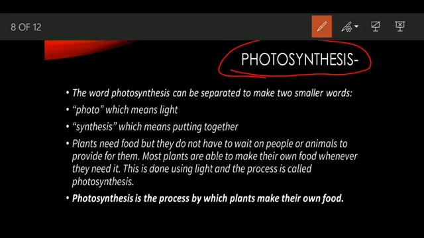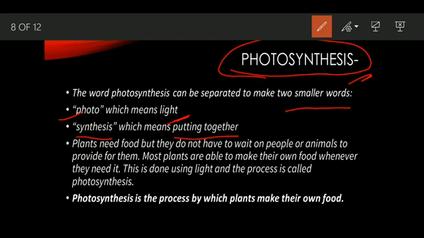What is photosynthesis? Students, when you feel hungry, what do you eat? You eat food, and after eating this food you will get energy. All living beings take energy by getting food. Plants are also living beings, so they also need food for getting energy. So how do they prepare their food? By the process of photosynthesis. The word photosynthesis can be separated into two smaller words: photo means light, and synthesis means putting together, to prepare.